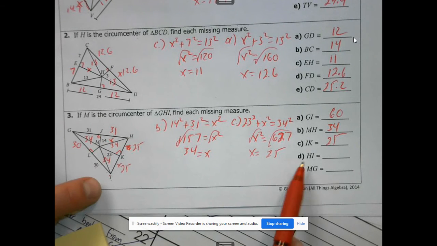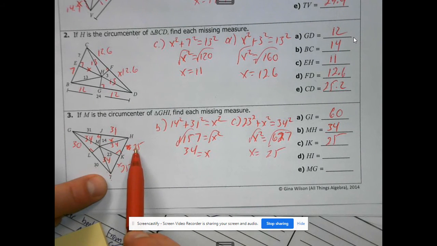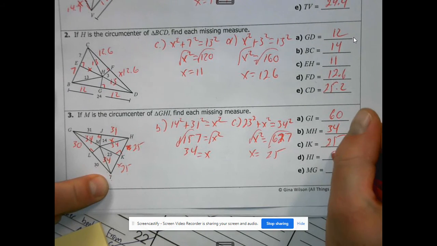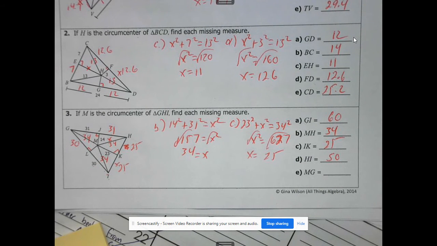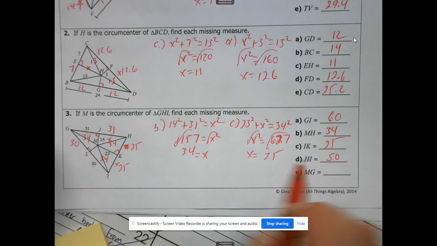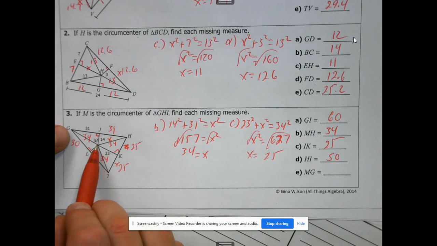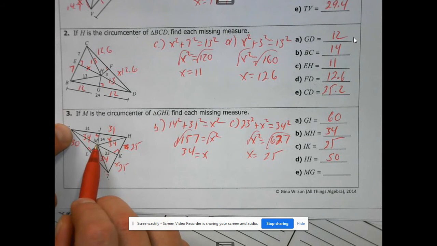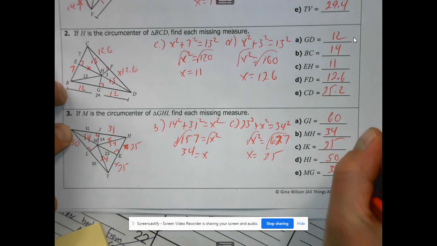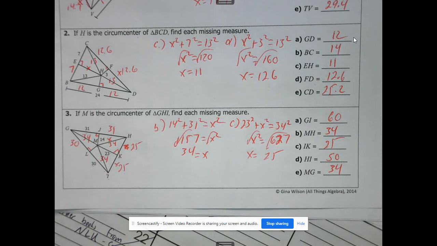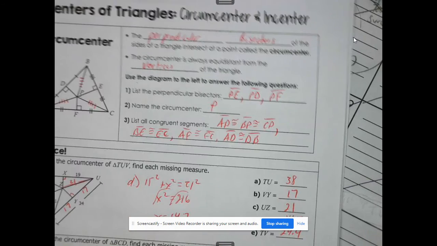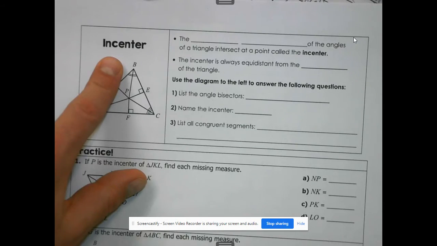So how far is it from H to I then? Well, 25 plus 25, 50. Last one, M to G. Hey, we already filled that in, right? All of your vertices to center points are all congruent. So that guy's also 34. All right. That's good for circumcenter. Let's check out the old incenter now.